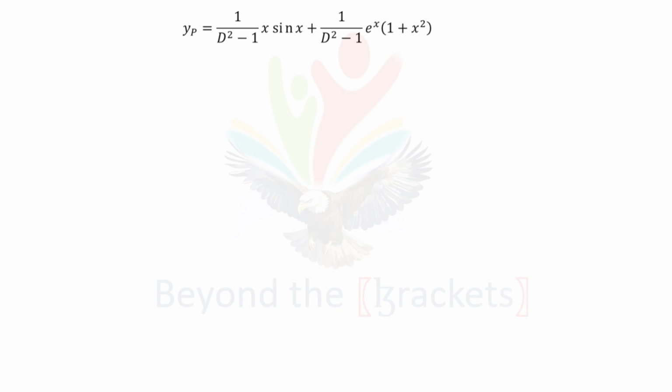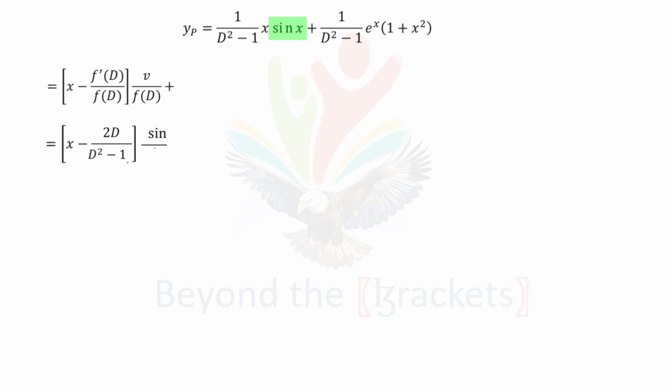Solving the first term, since it's type 5, this is the formula we use for type 5. Substituting the values, here f of D is the operator form D square minus 1. So f dash of D will be the differentiation of the operator form with respect to D, that will be 2D. Divided by f of D, is D square minus 1, into v, which is sin x, divided by f of D, which is D square minus 1.